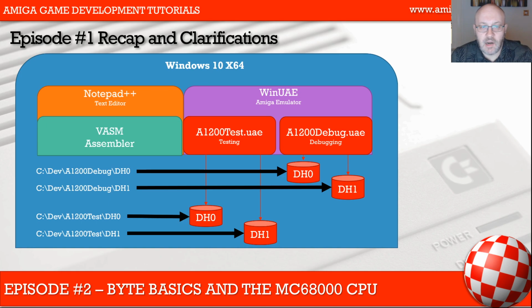So, a quick recap and clarifications of episode 1. In episode 1 I covered the tool chain and how to set it up. The idea was to use a modern dev environment rather than doing the coding on the Amiga. You put the tools on your host operating system like Windows 10, and you do your coding there, with WinUAE or FS-UAE also running on Windows 10. You do your assembling on the host operating system and copy the binary into the emulated Amigas running on the emulator, WinUAE.